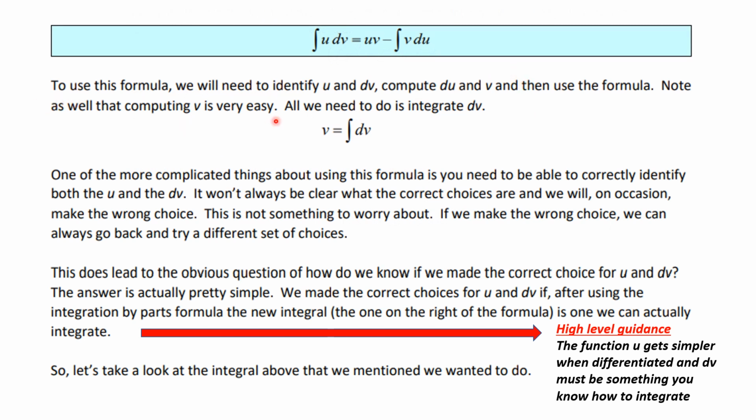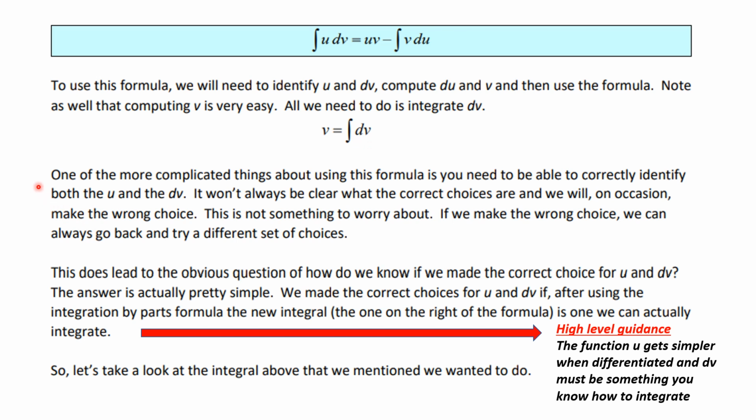Now, to use this formula, we have to figure out what is u and what is dv. We will compute then du and v, and then use the formula that we have right here. Note that computing v is very easy. v is going to be the integral of dv.